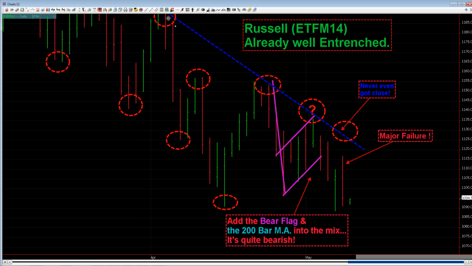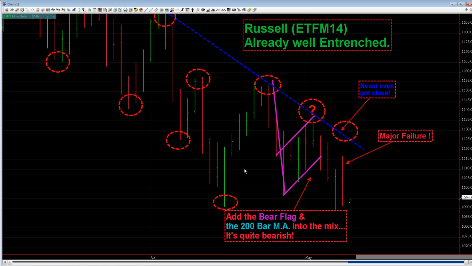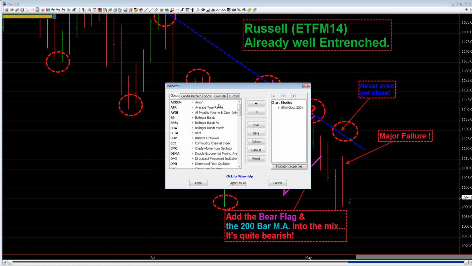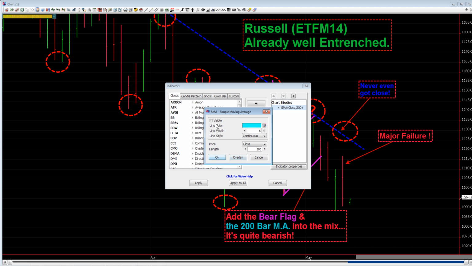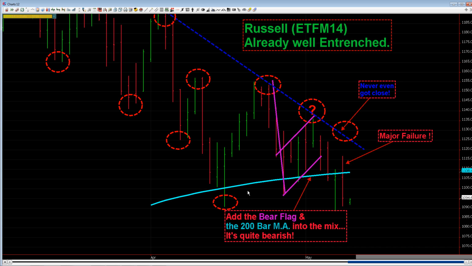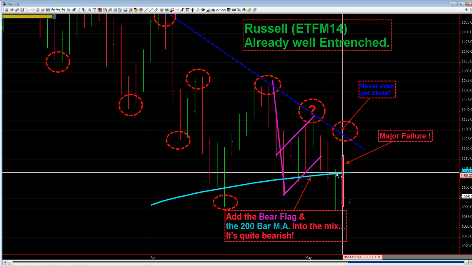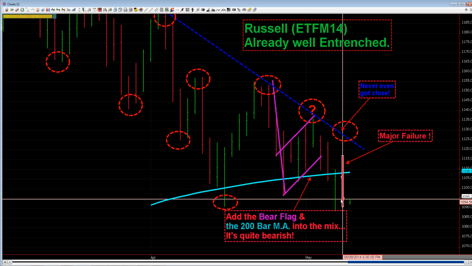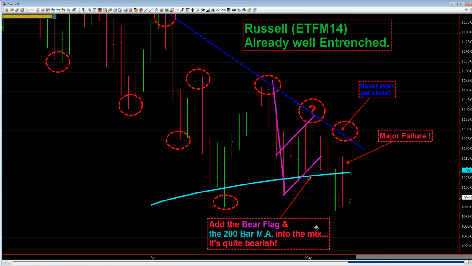So this is bad enough, the series of lower highs and lower lows, but you add in the bear flag and watch this. Overlay the 200-day moving average on this chart and you've got a problem. Look at this. We couldn't get back above the average, came back and settled down here. This market has a problem. The Russell not looking good.